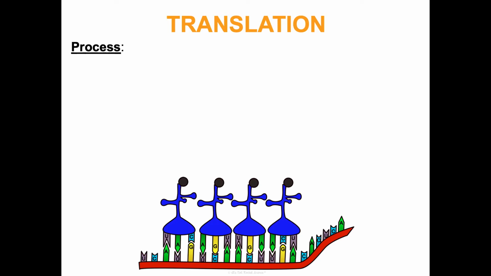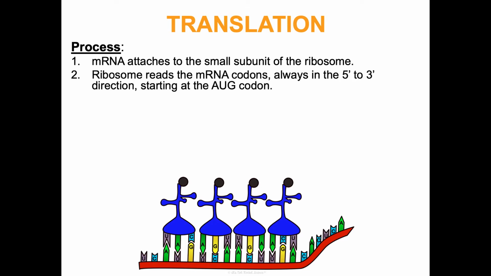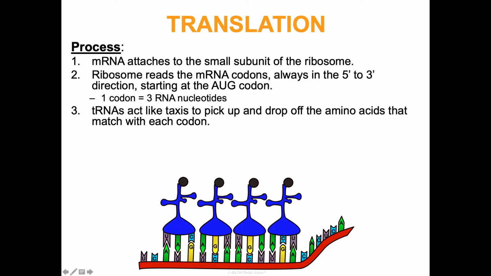Now, here's the process. mRNA attaches to the small subunit of the ribosome. The ribosome then starts reading, always in the 5 to 3 direction, and it always starts with the codon AUG. So if you can look down here on my mRNA, it always begins with AUG. I think that school starts in August down here where we live, so I think of August as the beginning of the year. It's the beginning of translation. Remember, 1 codon equals 3 RNA nucleotides. So then we're going to keep reading in threes.